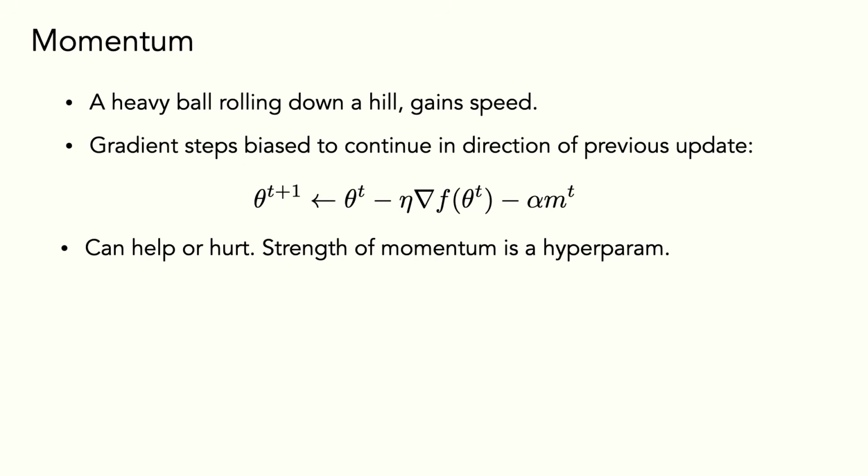And this can actually help or hurt. The strength of that momentum, alpha, is a hyperparameter. A popular example of this type of momentum in gradient descent is Adam, if any of you have heard of the Adam optimizer. This is something that is pretty commonly used.